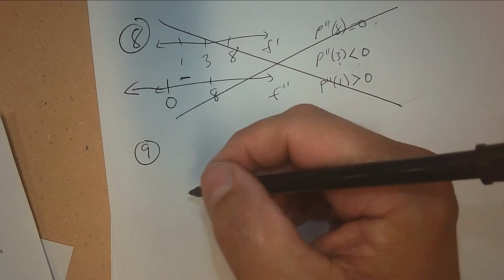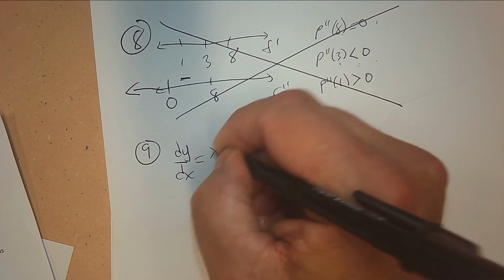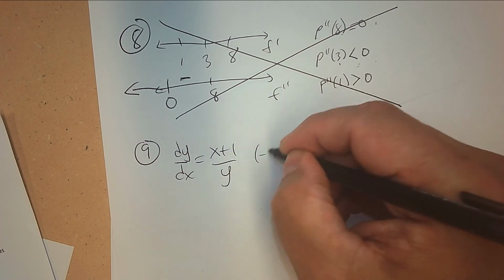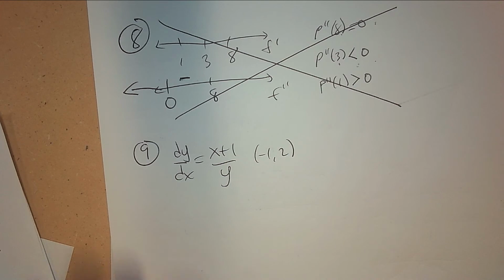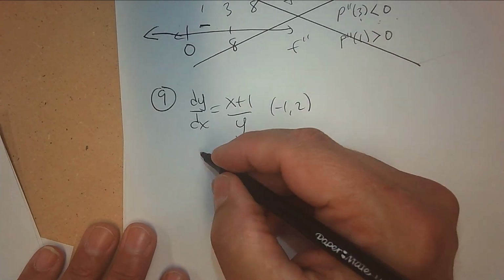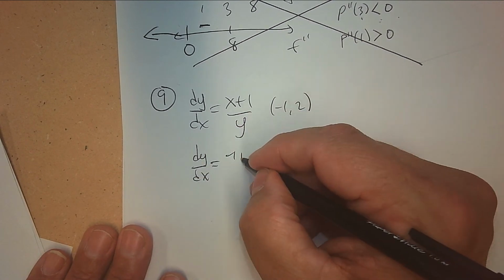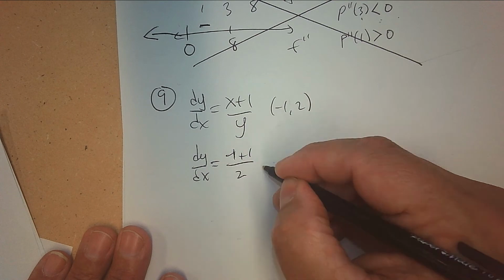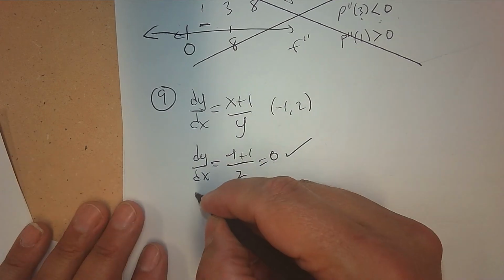The slope of the curve is given by the derivative dy/dx equals (x plus 1) over y, and you have -1, 2. And it says, is this a local maximum, a minimum, or neither? So you remember this question from quizzes and so on. Now, the first derivative, if I put in -1 for x and 2 for y, the answer is 0. That's awesome. So it can be a relative max or min. Then we need to do the second derivative.